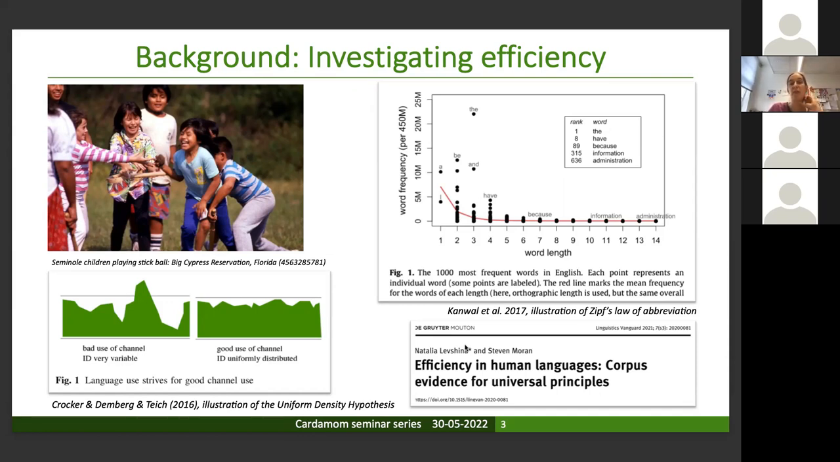This principle explains many findings about language, such as Zipf's law of abbreviation, stating that frequent words are short. It also explains Levy and Jaeger's uniform information density hypothesis, which states that human languages present a more or less constant flow of information when you're talking or when you're writing.